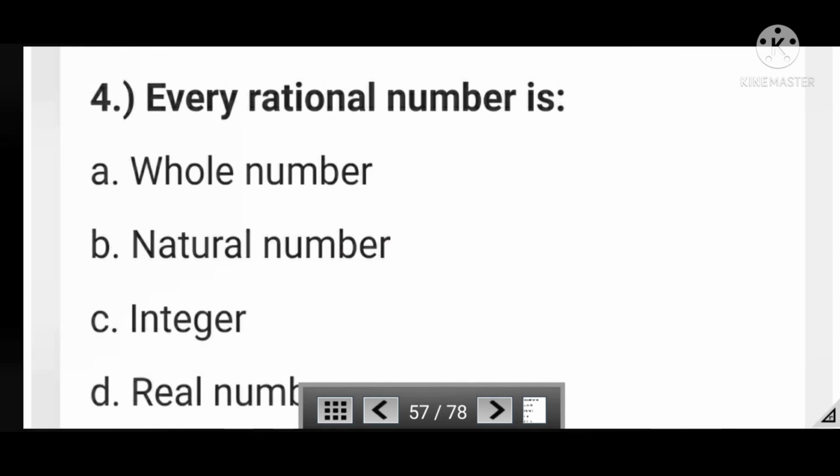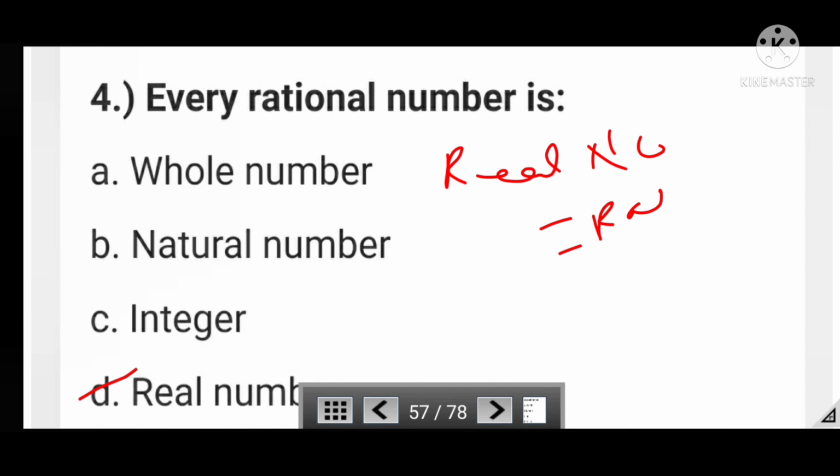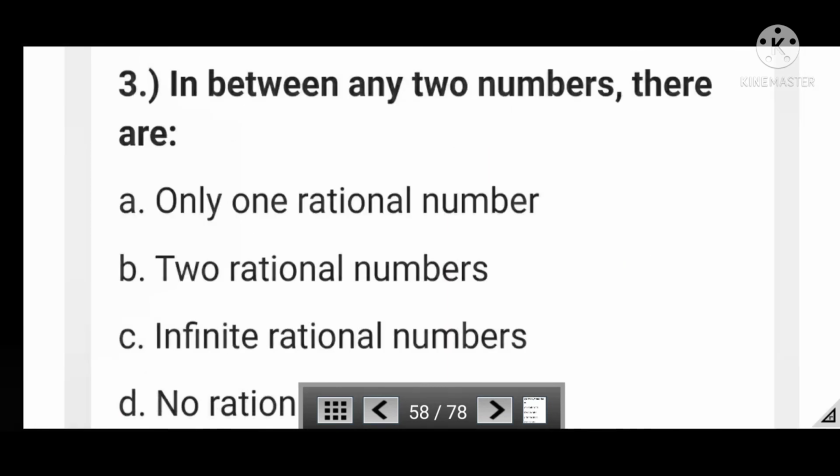Every rational number is a real number, because real numbers contain both the rational and irrational numbers. In between any two numbers there are infinite rational numbers.